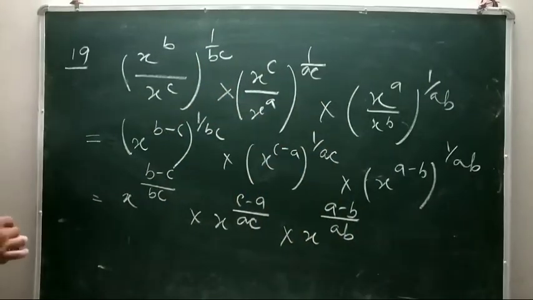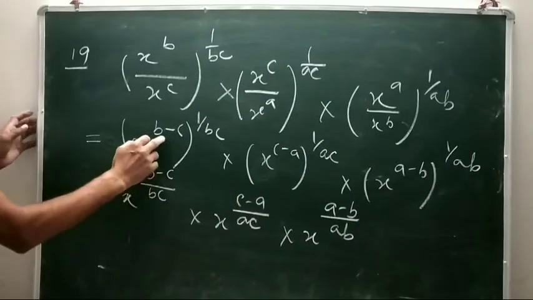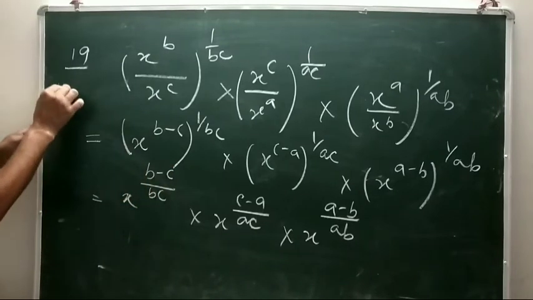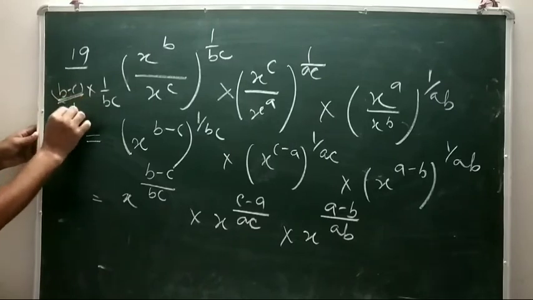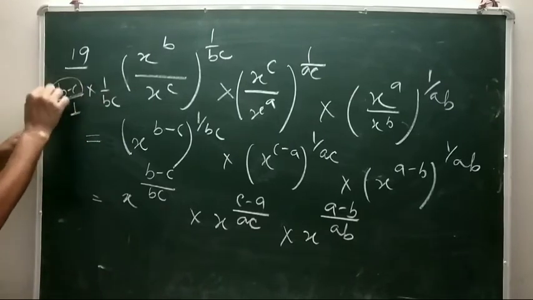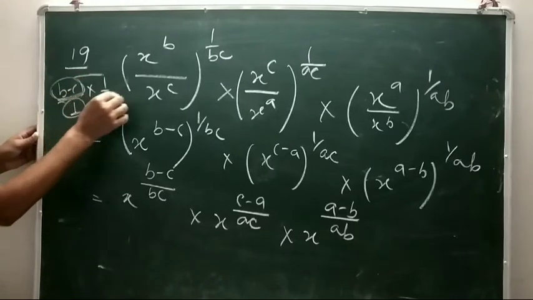After this we can get, okay, because the powers are added. So how will we get this one? b minus c multiplied by 1 by bc. This is the numerator, this is the denominator. Numerator will multiply, denominator will multiply.